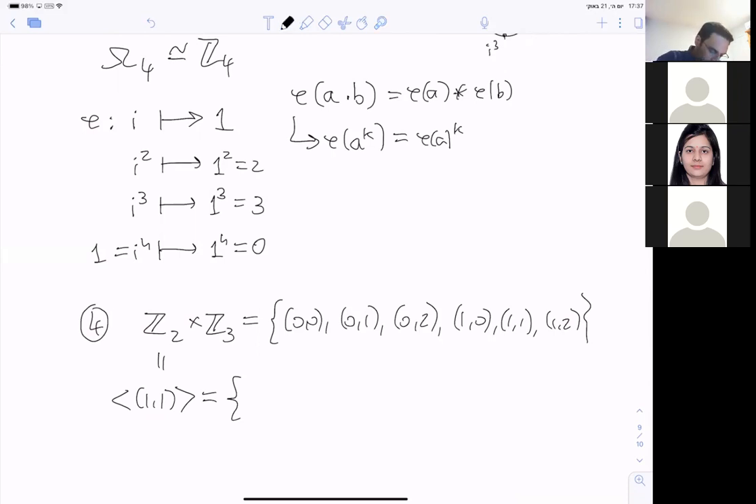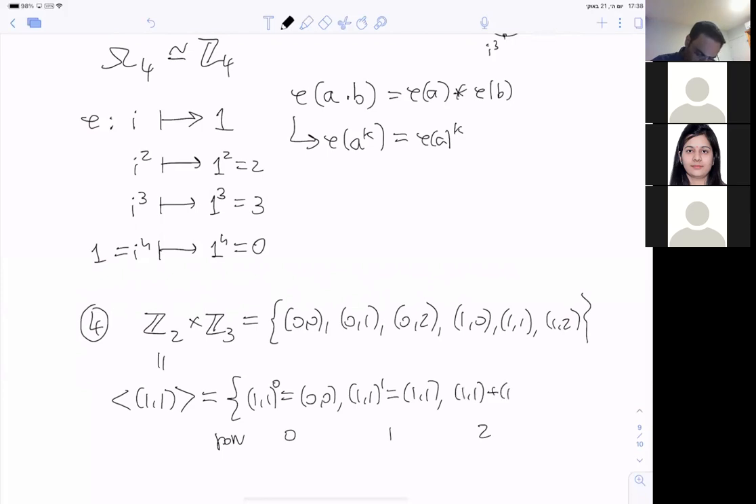If we take (1,1), then (1,1) to the power of 0 is (0,0), and (1,1) to the power of 1 is (1,1). This is the power. Then to the power of 2, it's (1,1) plus (1,1), so this is (0,2).